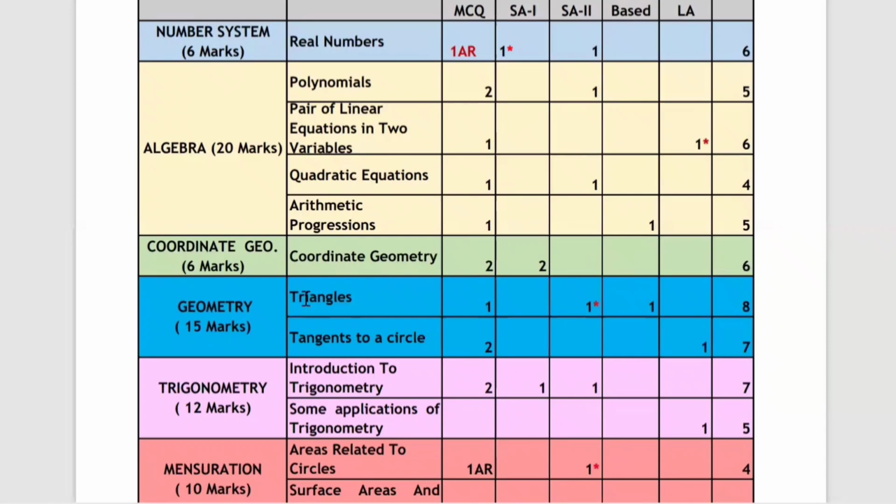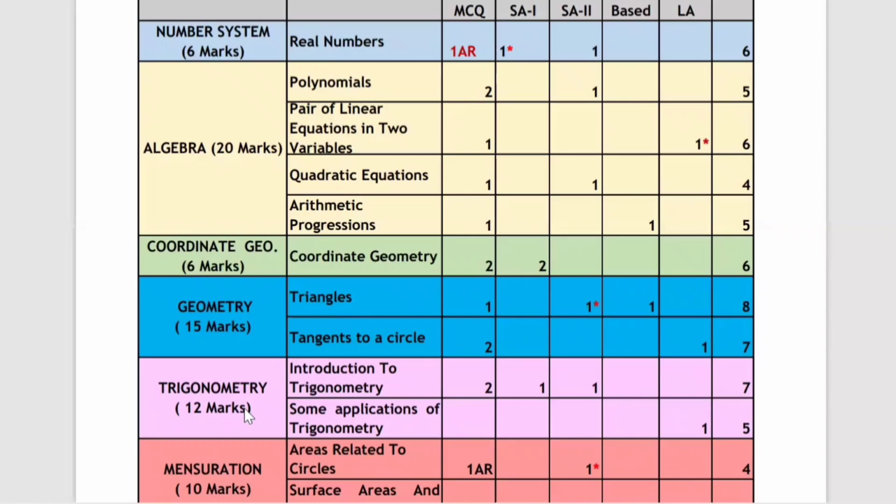The Geometry section has 2 chapters, Triangles and Tangents to a Circle, with a total weightage of 15 marks. The chapter of Triangles is of 8 marks and Tangents to a Circle is of 7 marks. We have 1 MCQ question of Triangles, 1 question of 3 marks, which is a choice question, and 1 case-based question. So that means 4 and 3 is 7, and 1, 8, a total of 8 marks. In Tangents to a Circle, 2 MCQs and 1 question of 5 marks, which means a total of 7 marks for the chapter.